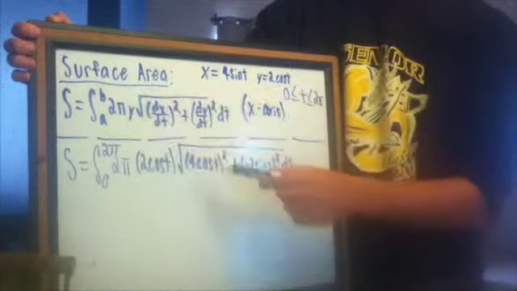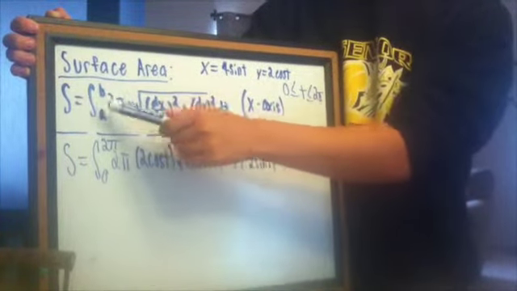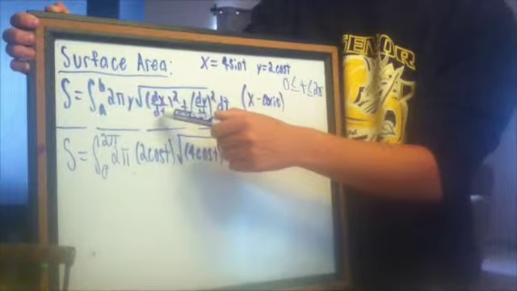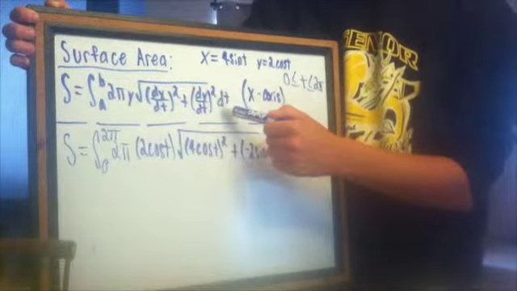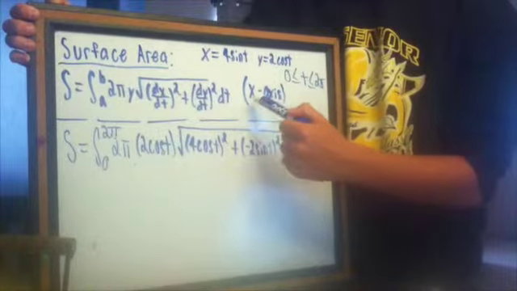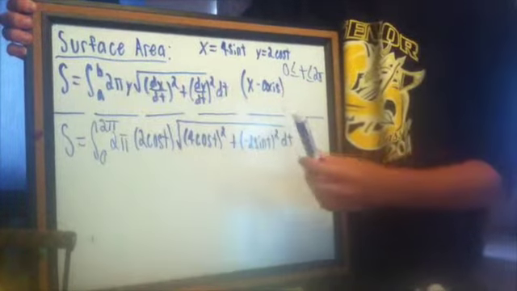To find the surface area of a function, you take the surface area equal to the integral from a to b of 2 pi y times the square root of (dx/dt) squared plus (dy/dt) squared dt. This is if you want to revolve it around the x-axis. If you wanted to revolve it around the y-axis, you would instead switch this out for x.